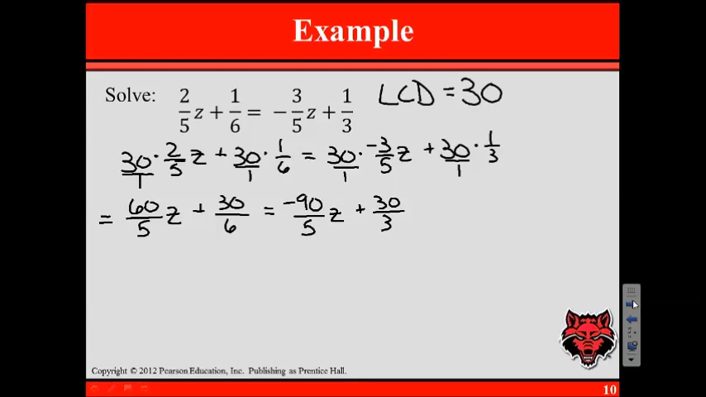60 divided by 5 is 12, so this becomes 12z plus 30 divided by 6 is 5. So we have 12z plus 5. We go to the other side of the equation. Negative 90 divided by 5 is negative 18. We have negative 18z plus 10.